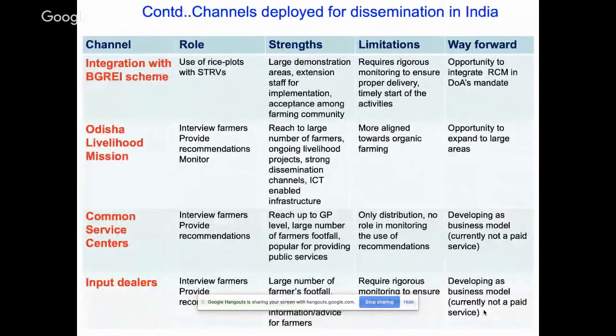We are also trying to integrate it with already existing government schemes. So that helps in developing a sustainable plan for the tools. The limitation is that initially it requires rigorous monitoring, and we need to ensure proper delivery.